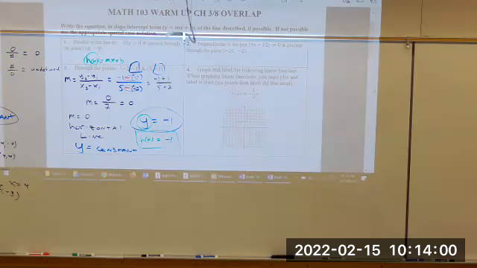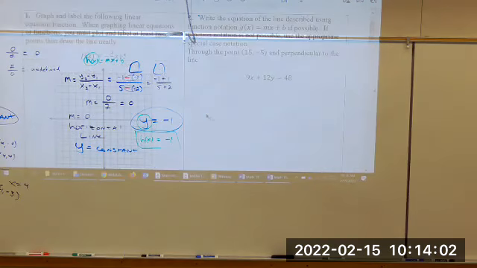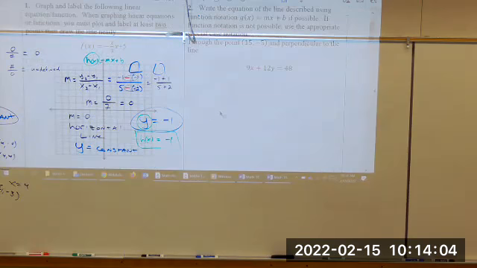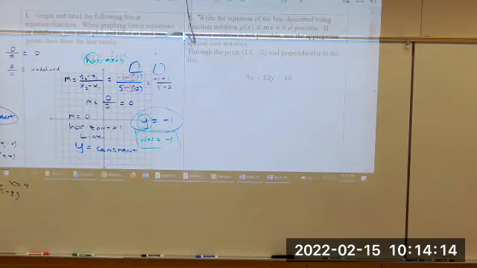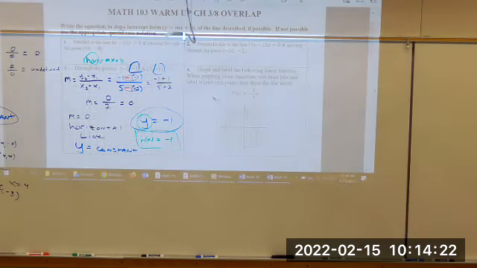Okay. On this warm-up, you have to graph the equation of the linear function. So on your quiz Thursday, you have one problem where you have to graph the linear function. You have another one where you have to write a parallel or perpendicular line. Here, we have to graph this linear function.